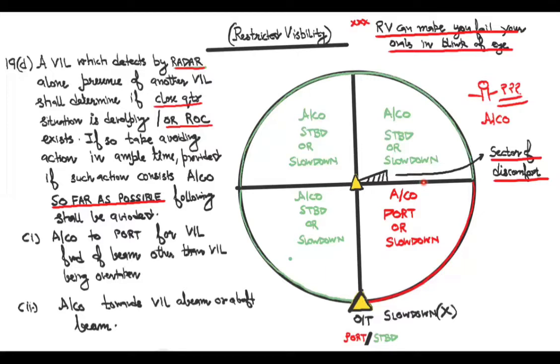Remember, in rule number 8, we have studied that alteration of course is the best action to avoid collision, provided you pass the other vessel with sufficient sea room. If you have got sufficient sea room, you pass the other vessel with a good CPA, right? So always you will give preference to alteration, right?